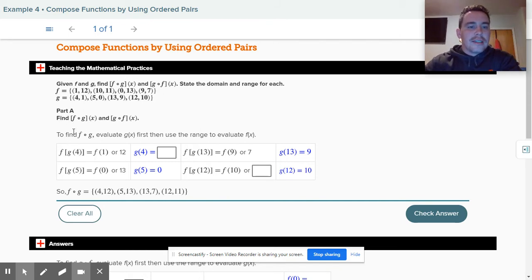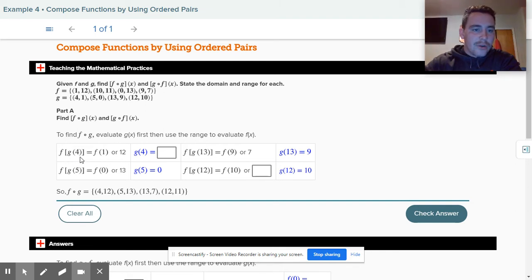So part A, it says find f composed of g and g composed of f of x. And the first thing says to find f composed of g, evaluate g of x first, then use the range, that's our y value, to evaluate f of x. So this is kind of a little fill in the blank exercise, but it says the first one is f composed of g of 4.